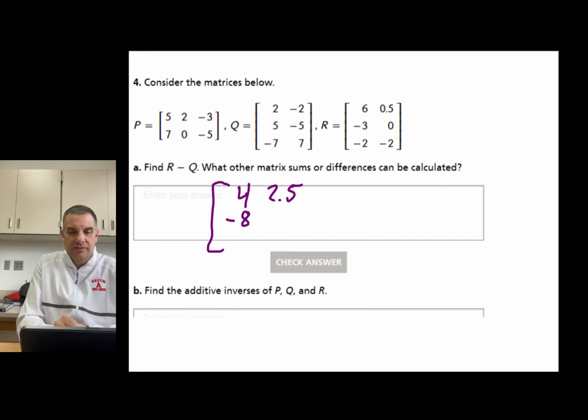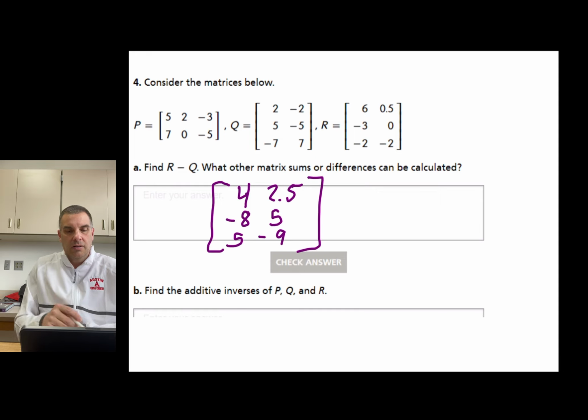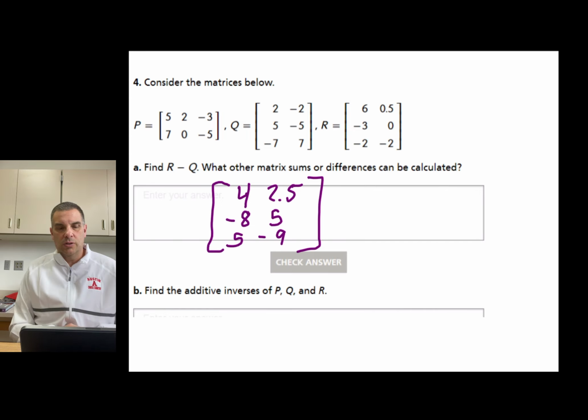0 minus negative 5 is 5. Negative 2 minus negative 7 is 5. Negative 2 minus 7 is negative 9. Okay. So there is R minus Q, and then we just talked about which ones are the ones we could calculate.